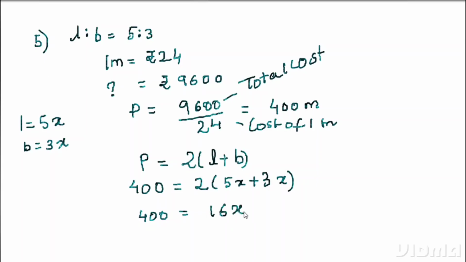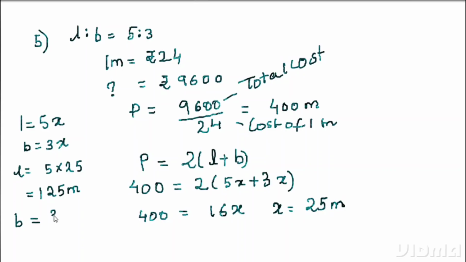So when I do this, I get 400 is equal to 16x. So 400 by 16 is giving me 25. So I have got the value of x as 25 meter. Can I find length? Yes, length is going to be 5 multiplied by 25 because x value is 25. So I get the length as 125 meter. And what is going to be my breadth? Breadth is going to be 3 multiplied by 25 because it is 3x. So I have got my breadth as 75 meter.